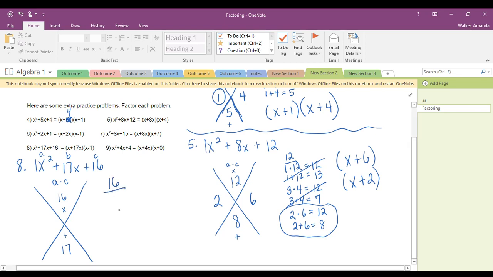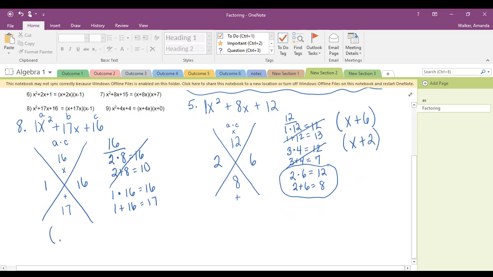So 16. Most people go right to 2 times 8. Well, 2 times 8 is 16, but 2 plus 8 is 10. So that one's not going to work because we need it to add to 17. And a lot of people forget about the 1 factor. So 1 times 16 is 16, and 1 plus 16 is 17. So our answer is 1 and 16, and we would write that x plus 1, and x plus 16.